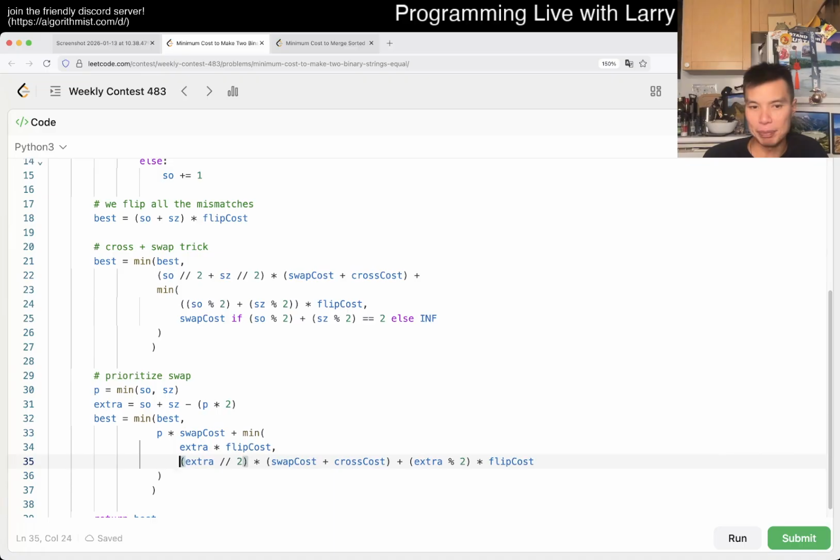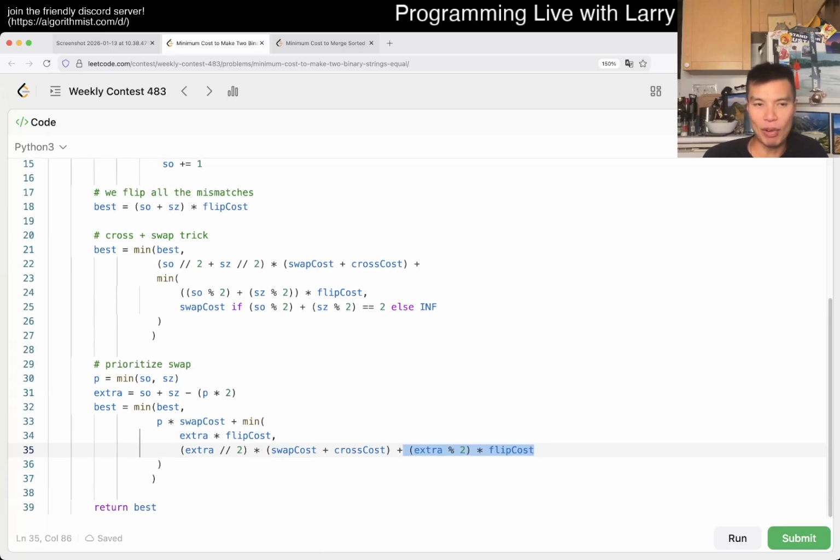And then the other is just do this swap cost thing, right? Of pairing them up, doing the cross. Maybe I put this in the helper function, but plus if you have any extras, you times it by the flip cost, because you can only have one extra, by the way, of course. One extra, and then you just flip it, right? Yeah, that's it. And then you take the best of all those, and that's it.